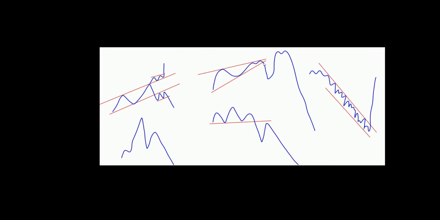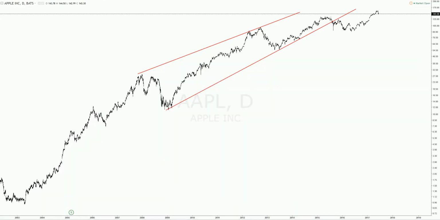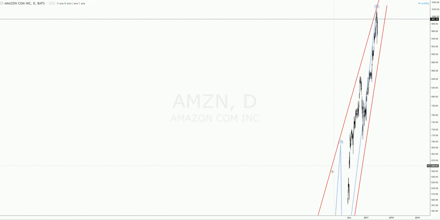Apple reminds me of this pattern right here, where it kind of breaks down, makes a new high, and then falls apart. You can clearly see it here. It was inside the pattern. Broke down, made a new high. The next move should be lower.